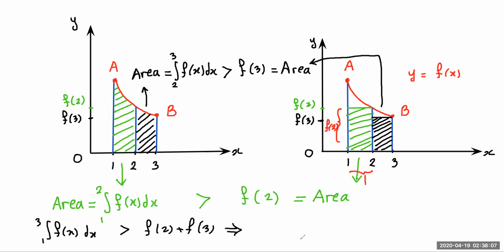So in general, we can write that the integral from 1 to infinity of f(x) dx is bigger than the sigma from 2 to infinity of f(n). So now on the left, if the answer of this integral is a number less than infinity, the answer of this sigma will also be a number. So this proves the first part of this theorem.